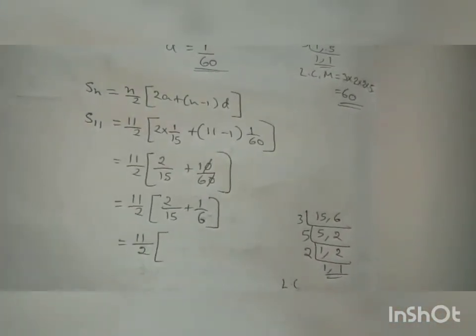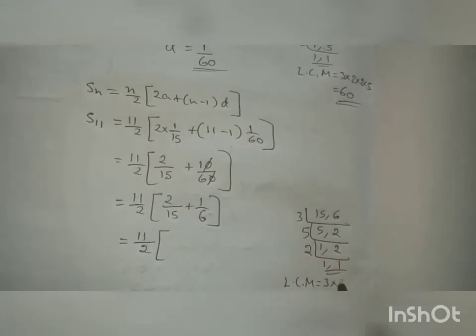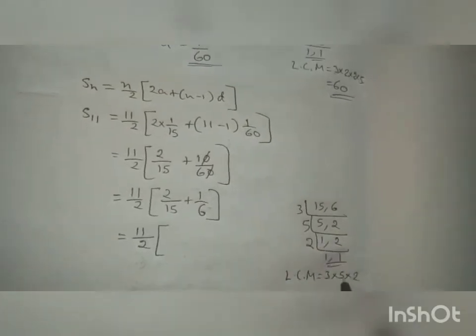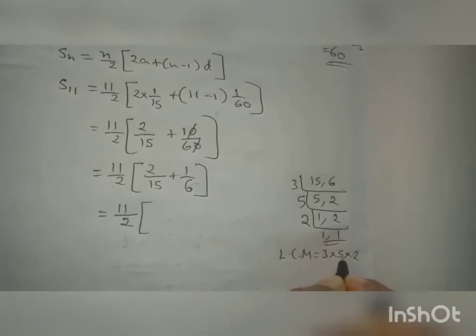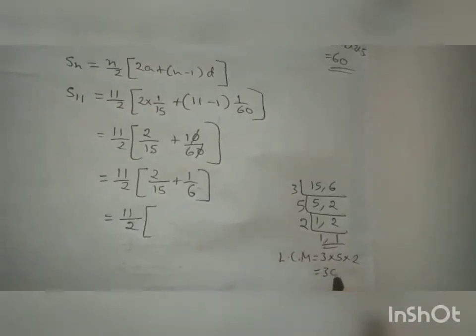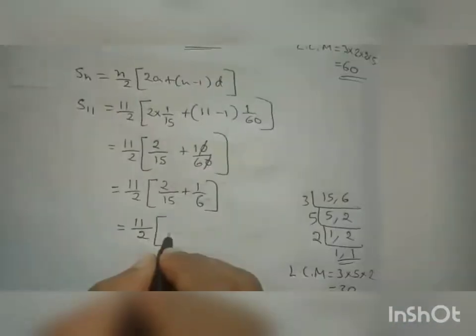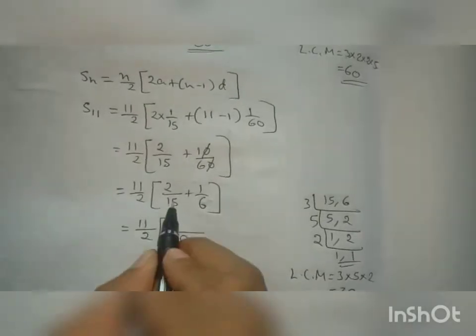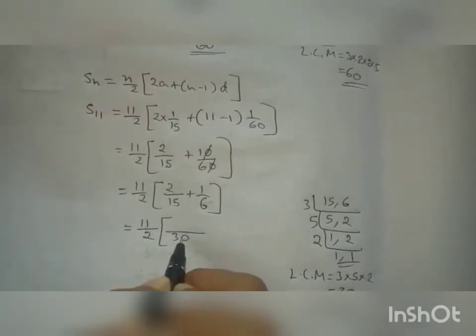So LCM is equal to 3 into 5 into 2. So 3 5s are 15, 15 2s are 30. So LCM will be 30. So here it becomes 30. Now 15, how much is 30? 15 2s are 30, right?